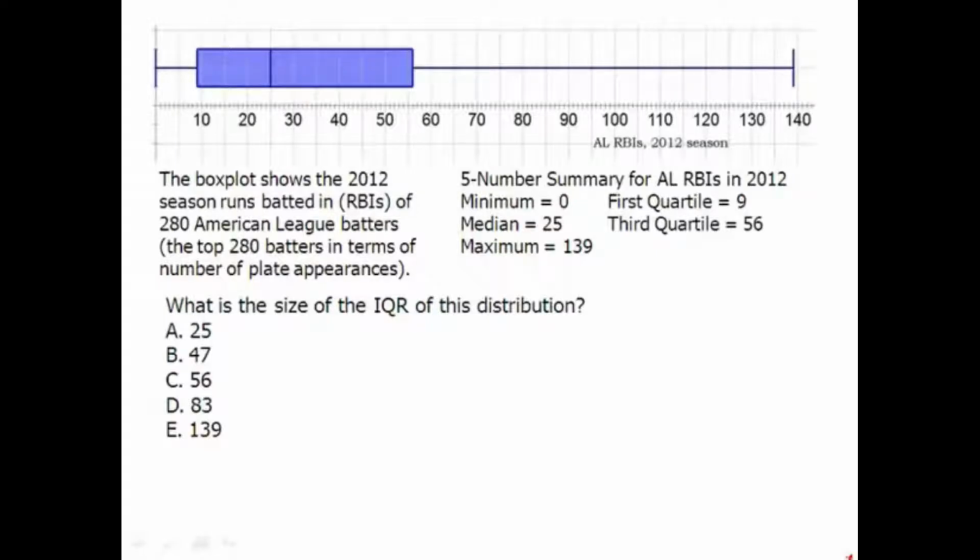What is the size of the IQR of this distribution? Remember that IQR, or interquartile range, is the distance from the first quartile to the third quartile. So it's the distance of the box in a box plot.